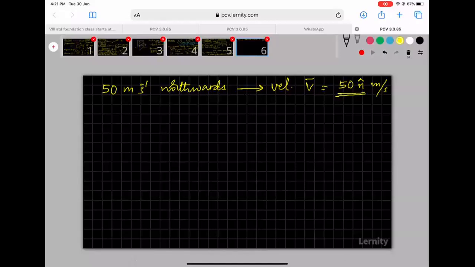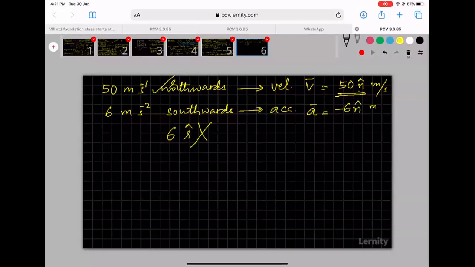Similarly, 6 meters per second square southwards. Acceleration, let us say, is a bar. a bar equals, how do I write 6 meters per second square southwards? Should I write 6 s cap? Not necessary, because we have already given a name to northwards. Its opposite will be minus of that. So if n cap represents the direction northwards, then minus n cap represents southwards. So a bar can be written as minus 6 n cap meters per second square.